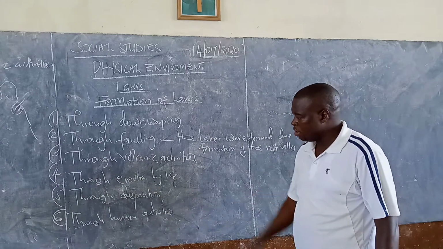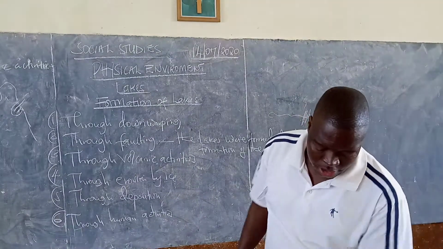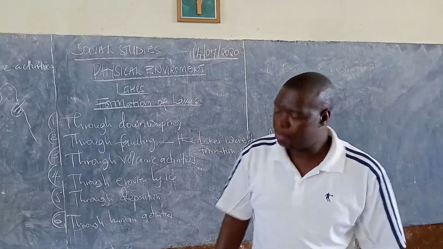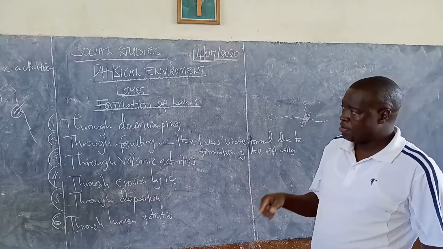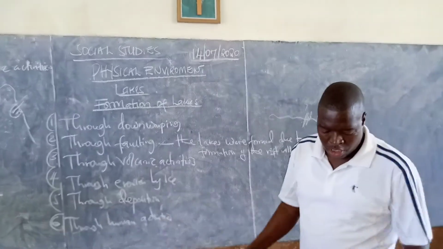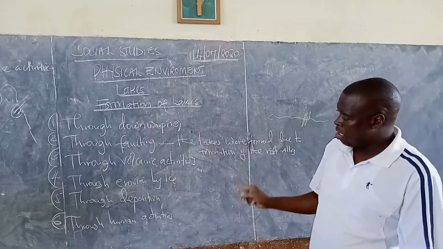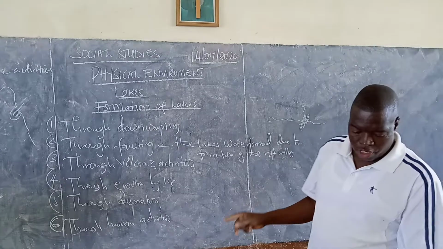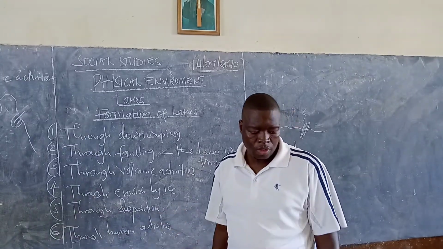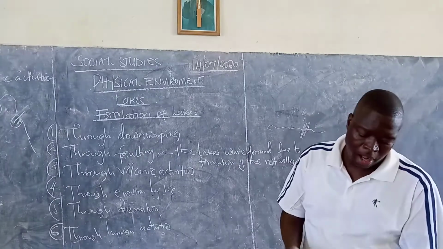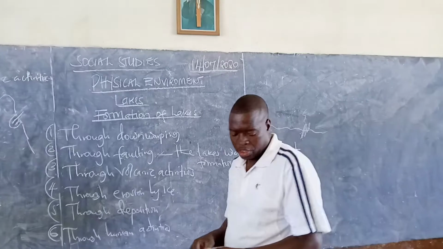Number 5, lakes formed through deposition. Remember, this is a revision because I believe you have been taken through this. I'm just trying to take you through this because this topic you had already covered. So when you talk of deposition, lakes form as a result of river erosion and deposition.